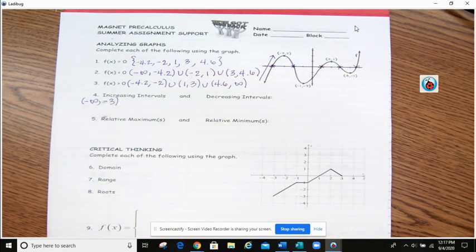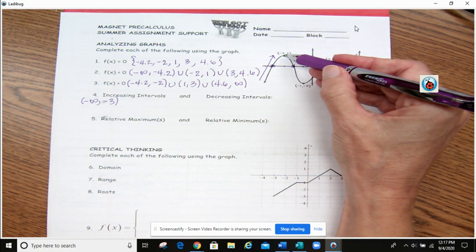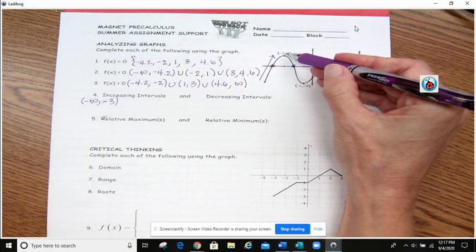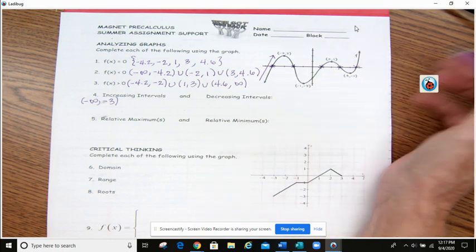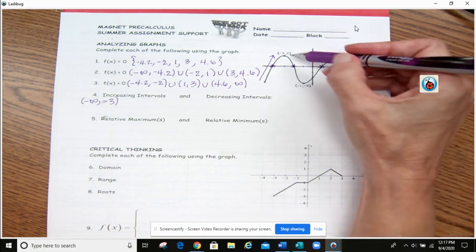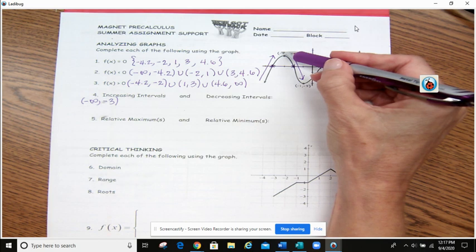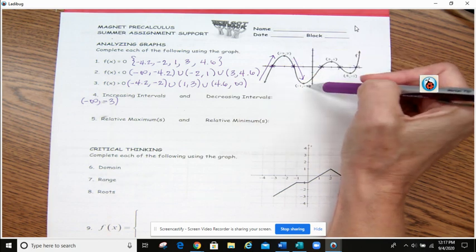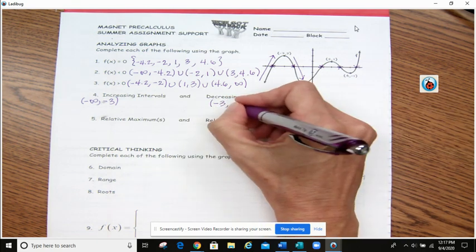You always use parentheses for increasing and decreasing intervals because once I'm at that turning point, I'm neither increasing nor decreasing. If you would use a bracket, you would be saying that once you're at that exact point, you are doing something either increasing or decreasing, and that's not the case. Then I have a decreasing section. That is from the x of this turn to the x of the next turn, so that would be from -3 to -1.